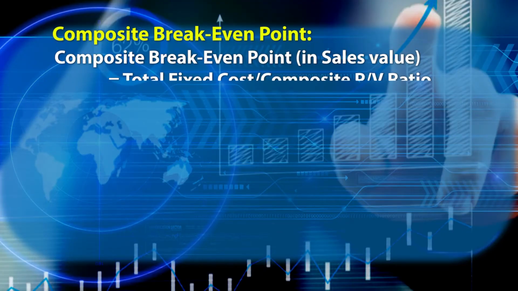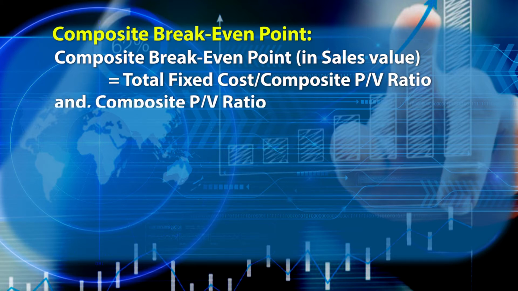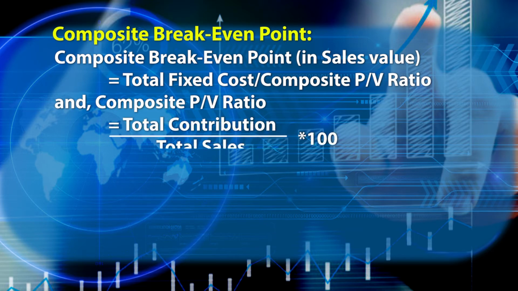Composite break-even point in sales value is equal to total fixed cost divided by composite PV ratio, and composite PV ratio is equal to total contribution divided by total sales into 100. Let's take one numerical example to understand this concept.